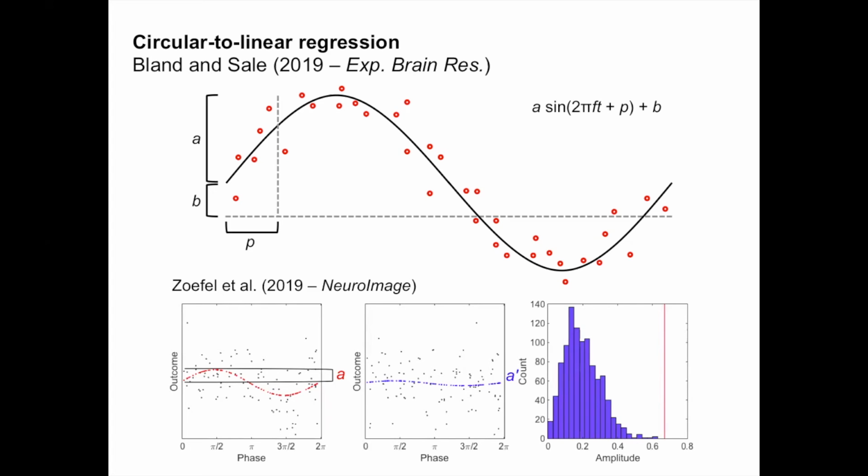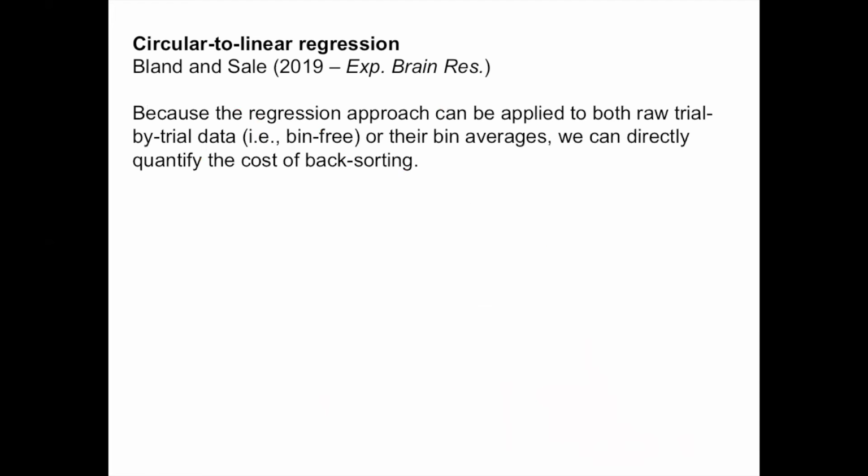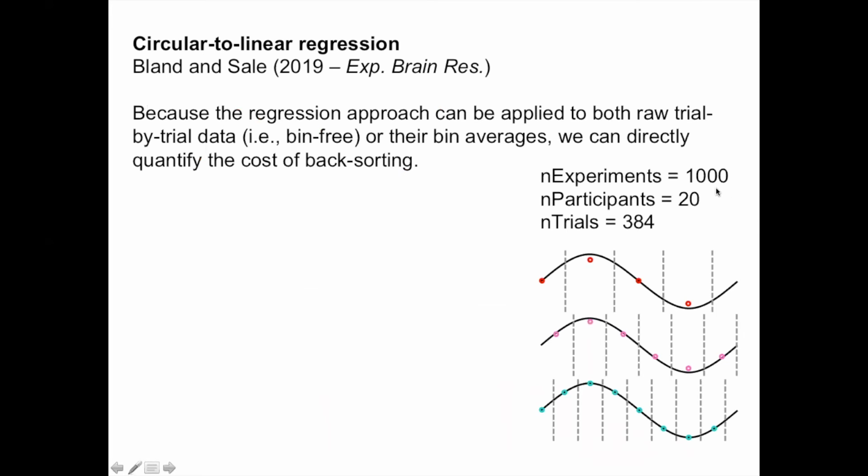And this is true across a range of experimental scenarios, whether it be the number of trials, the number of phase bins, the effect size. Generally, it's just one of the better approaches. But because regression can be applied to both raw trial-by-trial data and to the averages that are formed once we backsort the trials, say post hoc, we can directly quantify the cost of this backsorting procedure. So I've got some metaparameters here, and I'm going to backsort the data into 4, 6, or 8 phase bins. And I'm going to contrast these scenarios to the case where we perform the regression on the per-trial data with no backsorting.